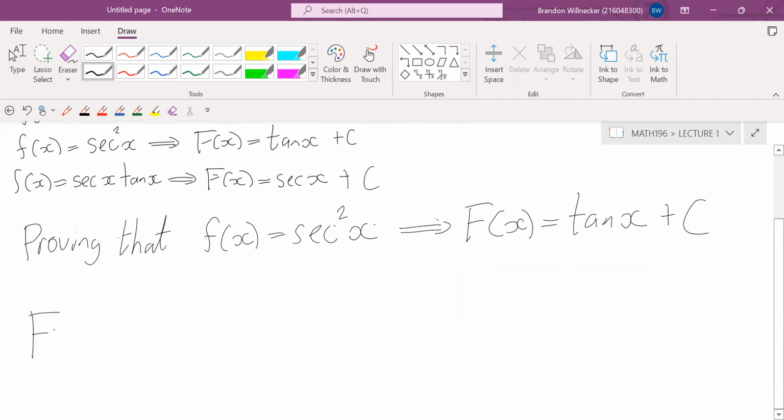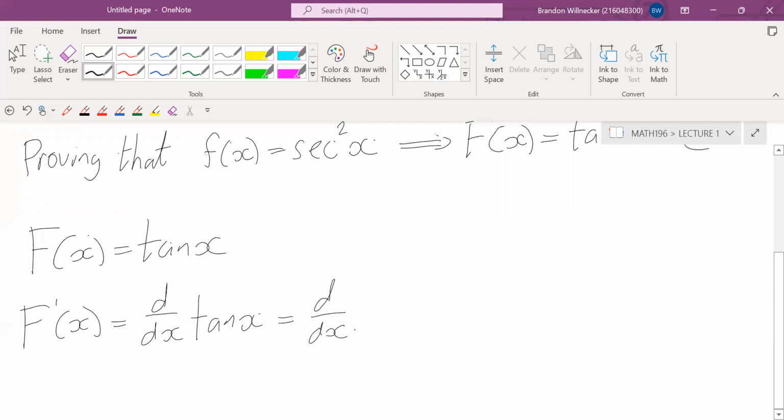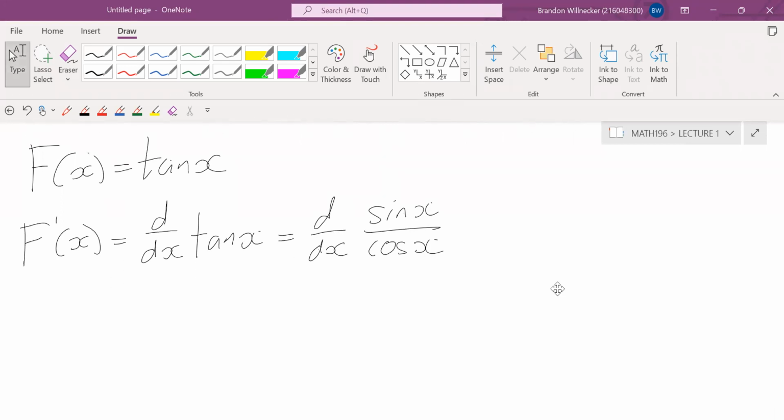So we start off with capital F. So capital F of x is equal to tan x. We need to show that this derivative gives us sec squared of x. So F prime of x is equal to d by dx of tan x, which is d by dx of sine x over cosine x. Now we've got this quotient, or fraction, with a function on the top and a function at the bottom. So we need the quotient rule from differential calculus.